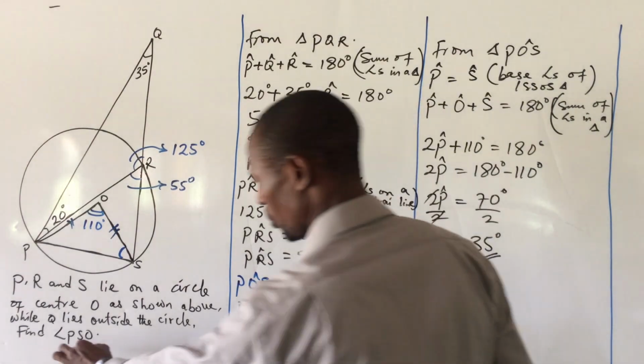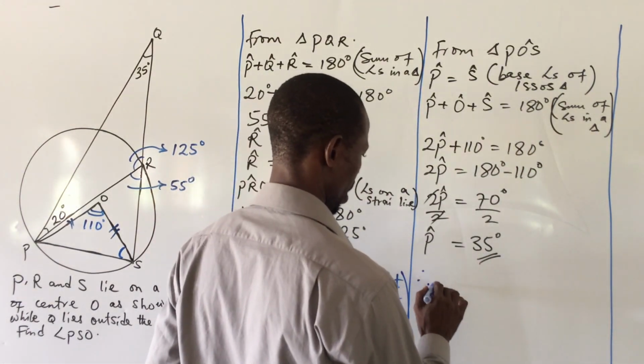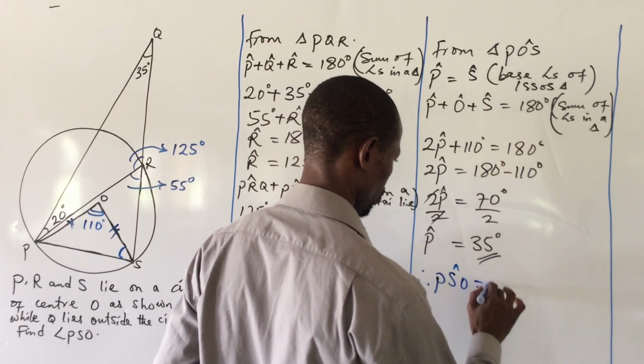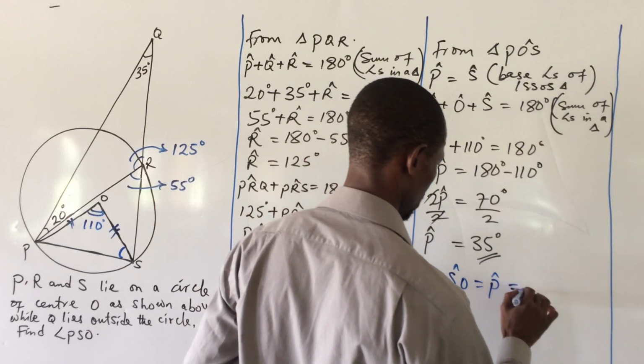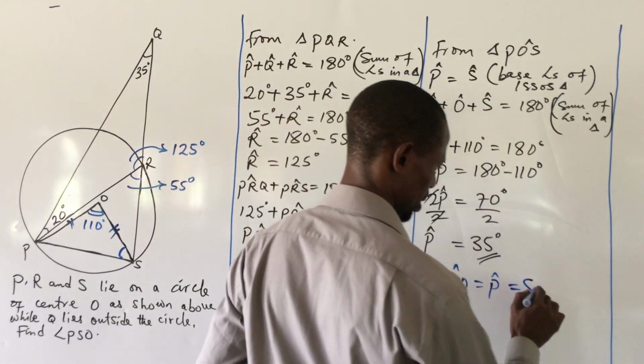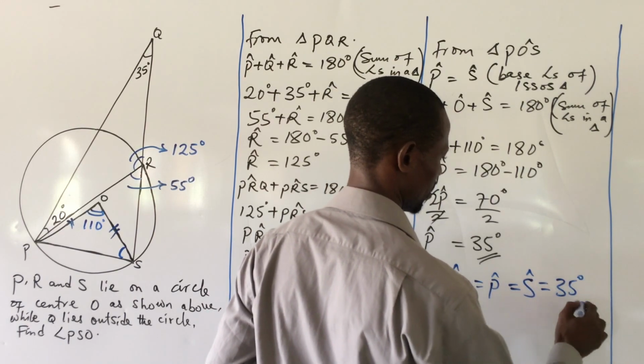We are asked to look for angle PXO. So we can now say, therefore, our PXO is equal to our angle P, which is equal to angle X, which is equal to 35 degrees.